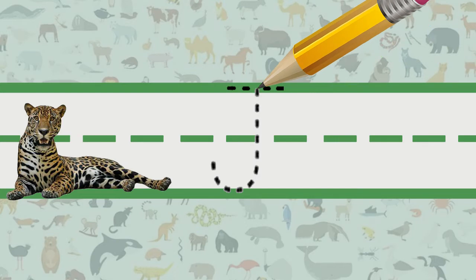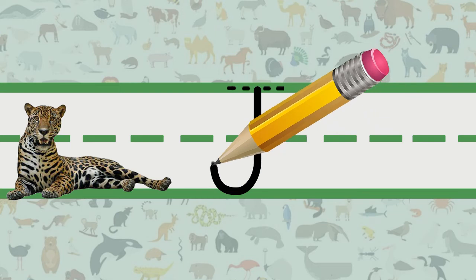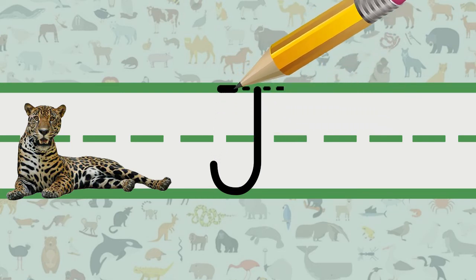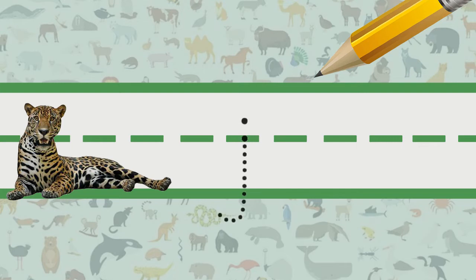Start at the top and draw a line down to the bottom and curve to the left. Then go to the top and draw a straight line from left to right. Good job! Let's write lowercase j or small j.